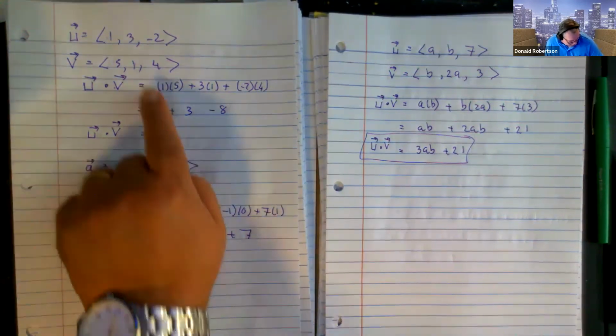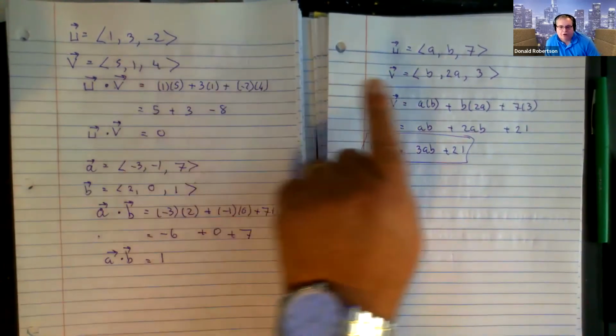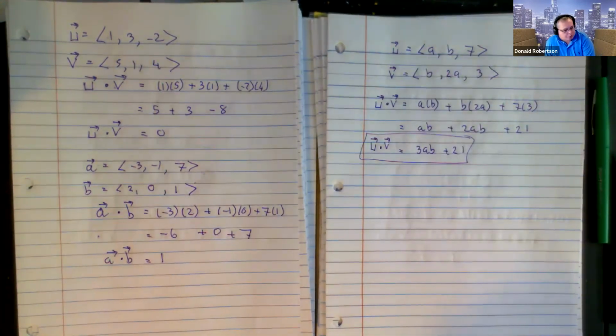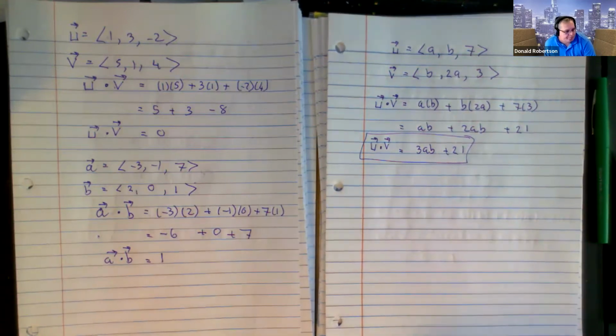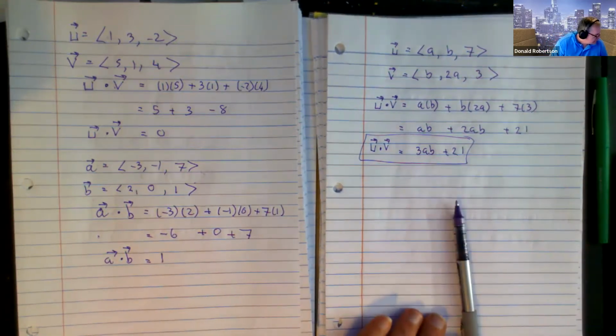So you can find dot products when everybody's numbers. You can find dot products if nobody's a number, right? You can still calculate the dot product. It just means your answer is going to contain variables. Right, how are we doing, guys? Still good? Okay, thumbs up. Good sign.